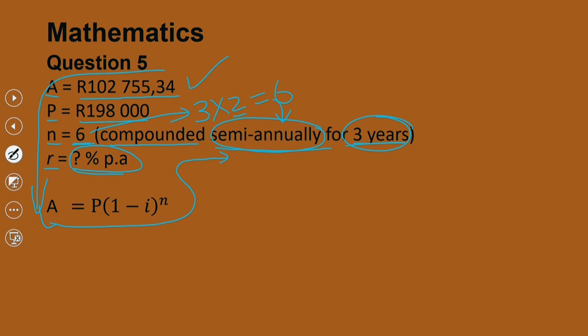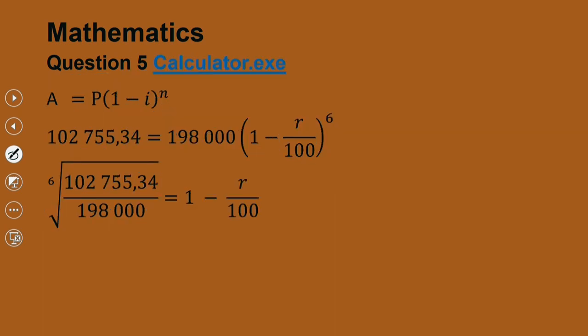What are we using to calculate this? We are using the depreciation or decay compound formula, right? So we say A is equal to P, 1 minus I, in brackets, everything to the power of N. Now we can substitute into this formula. Let us do the substitution.